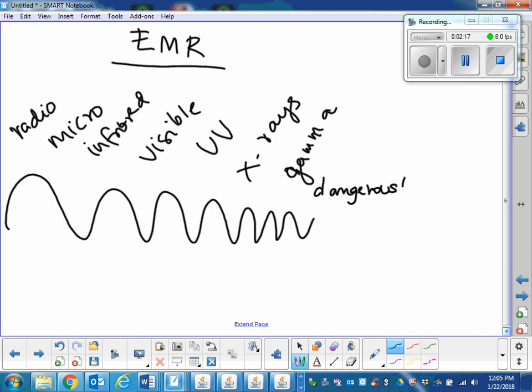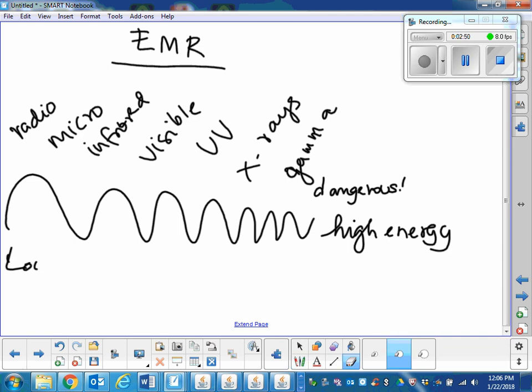So when the tsunami hit and the nuclear power plant broke down, the radioactive materials in Japan gave off what kind of rays? Gamma rays. And they can cause mutation and things like that. Is that right? So why are they dangerous? Because they are high in energy, whereas these waves are low in energy.